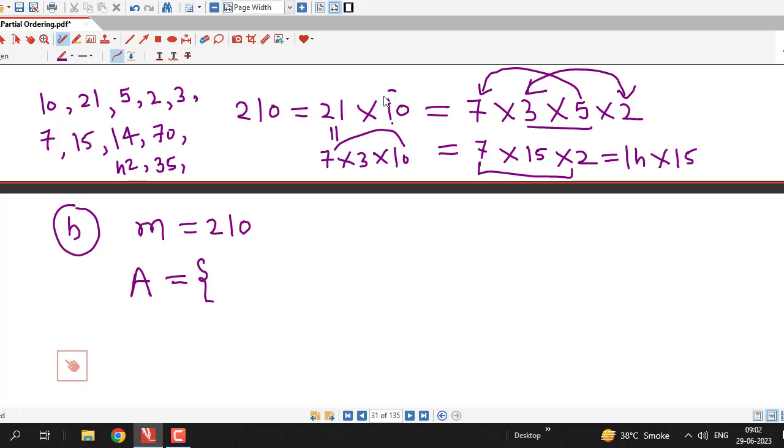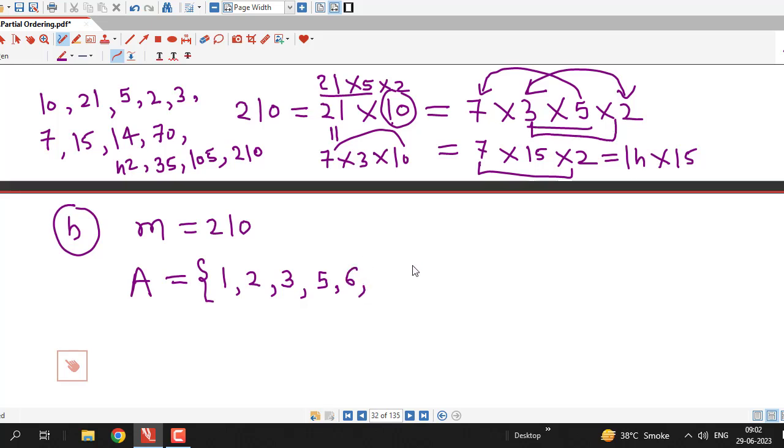And we can rewrite this 10 as 5 into 2, and if I combine 21 and 5, then I obtain 105, and 210 is always there. So these are the divisors of 210, and let me write them in increasing order: 1, 2, 3, then 5, and I have not combined these two. If I combine these two, 3 and 2, I will obtain 6 also.